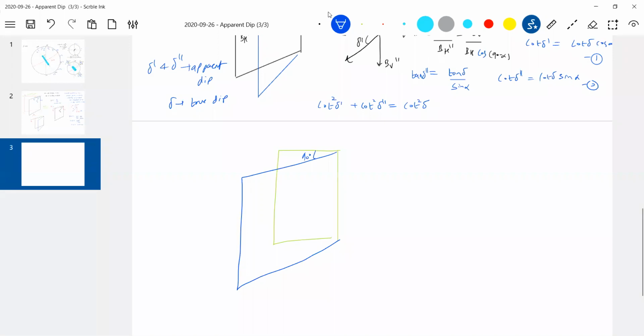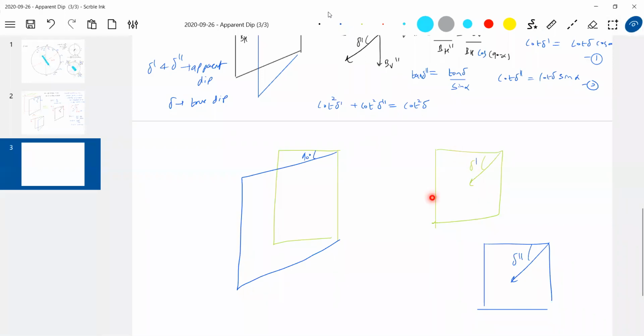In the green color plane, what you measure as the apparent dip is delta dash. In this violet color plane, what you measure is delta double dash. Is it a true meridian? No. The dip circle, first I'll make it lie in this plane. I'll measure delta dash, the apparent dip. Then I'll make it lie in this other plane. So what about the relation between these two?